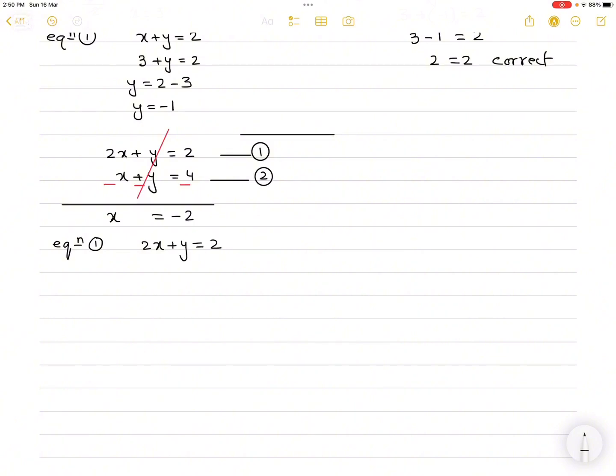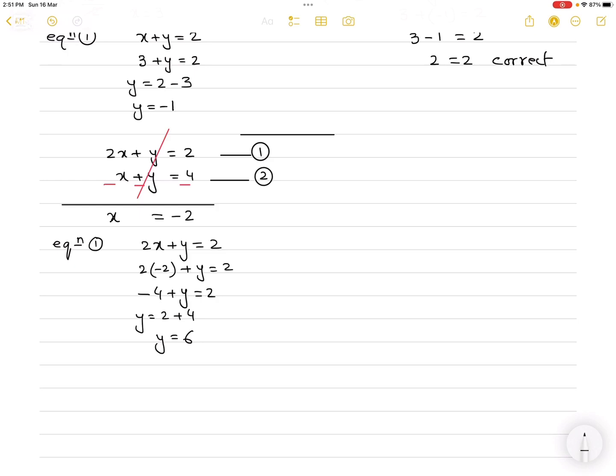Okay, if I put the value of x, which I just found out, minus 2, in x plus y equals 2, so minus 4 plus y is equal to 2. So y is equal to 2 plus 4, and my y equals 6.